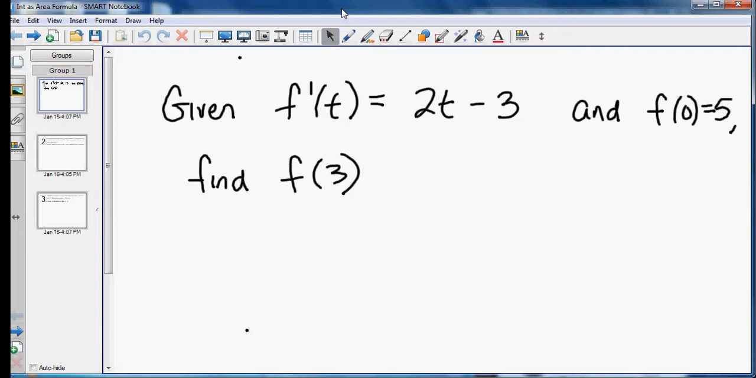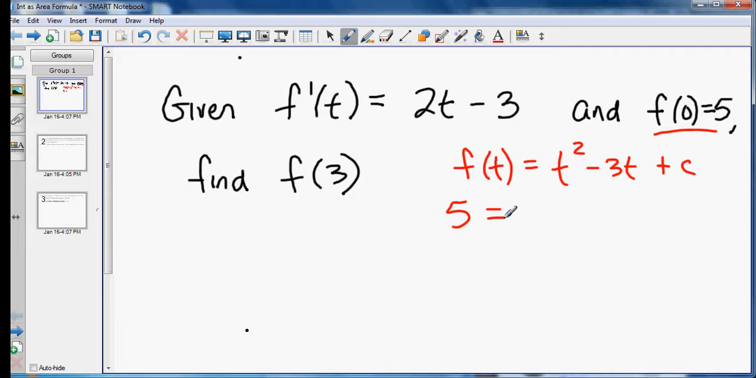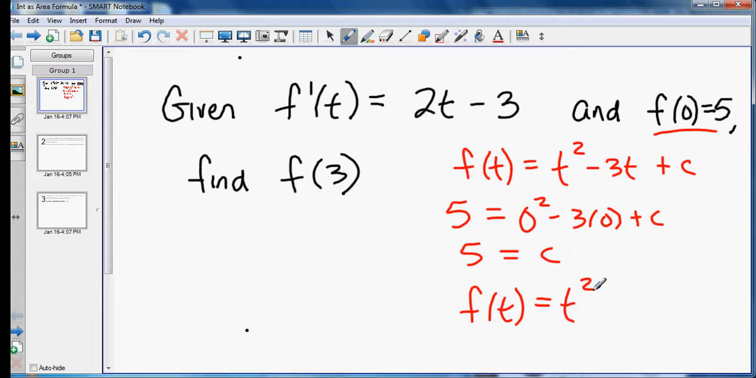So first of all, we need to find the original. So we'll start by taking the antiderivative of this. We would get t squared minus 3t plus c. That would be the general solution. Then we can find the particular solution by solving for c using this point right here. We plug in 0 for t and set the whole equation equal to 5. So we get c equals 5. So now we have an equation, t squared minus 3t plus 5.